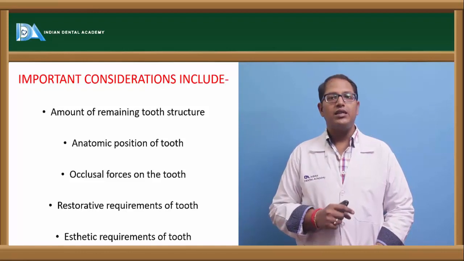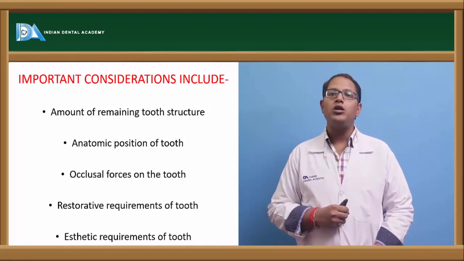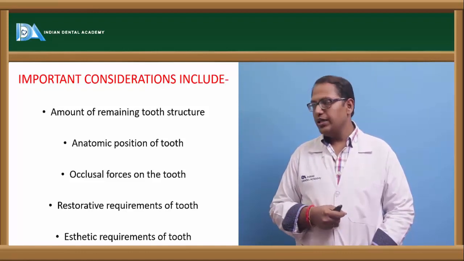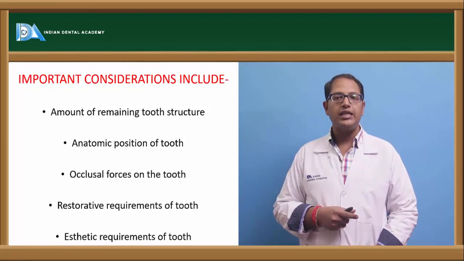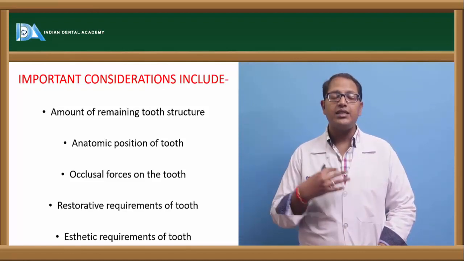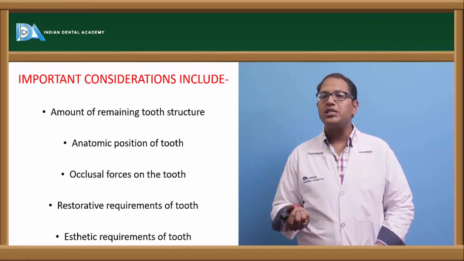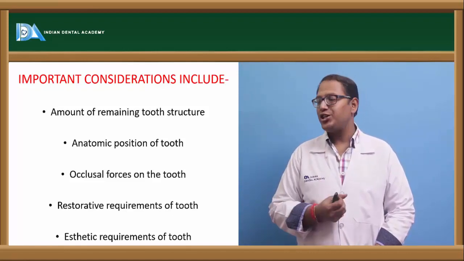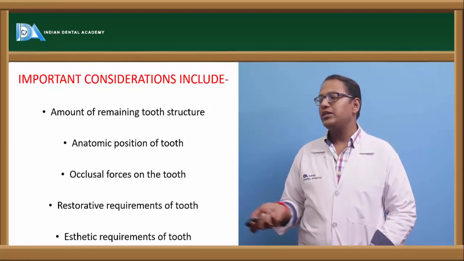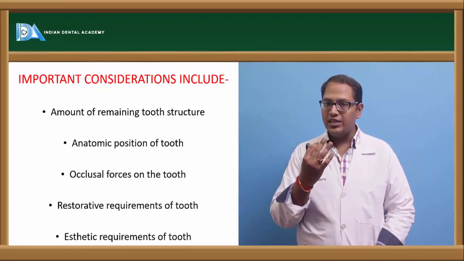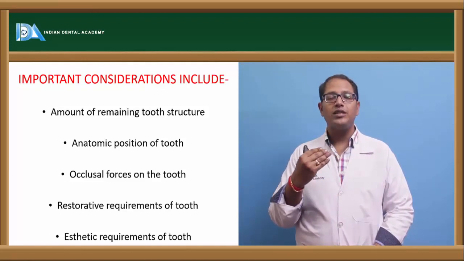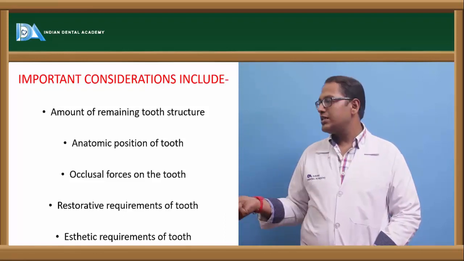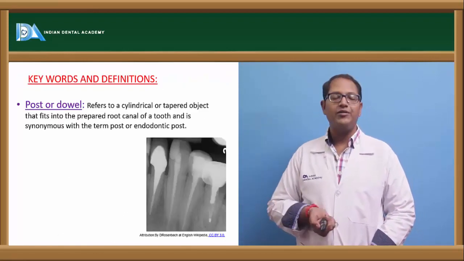Anatomic position of the tooth, occlusal forces that will come onto the tooth and be absorbed by the tooth, and restorative requirement of the tooth. For example, if it is an anterior tooth, it is more of an aesthetic concern. If it is a posterior tooth, then we have to go for the forces and restoration of the tooth for mastication. Aesthetic requirement is important too. If the tooth is in the anterior region, we have to go with a different kind of post, because if it is a metal post, the color will show through. So these things are considered before going ahead with post and core.